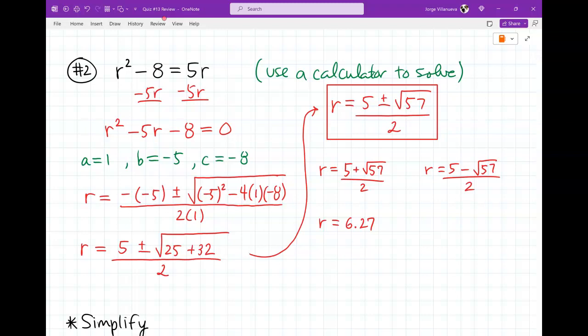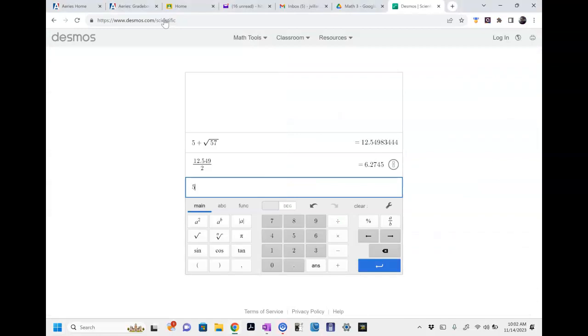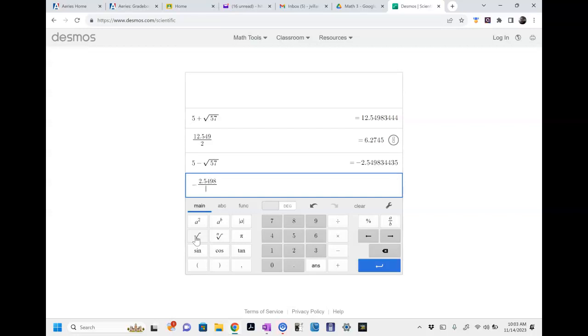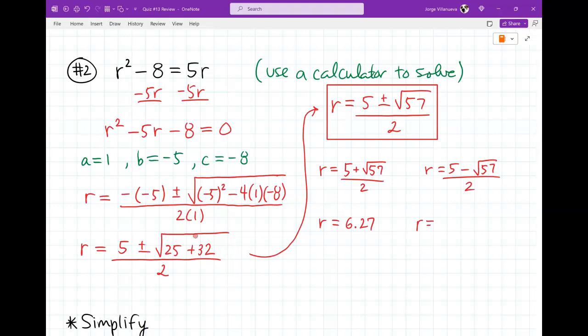And now the other answer, I have to do 5 minus. Okay? So let me go back. So 5 minus the square root of 57. That's negative 2.5498. So I'm going to put negative 2.5498 divided by 2. I'm supposed to divide by 2. And my answer is negative 1.2749. So if I round to the nearest hundredths, it's negative 1.27. So here are my two answers.